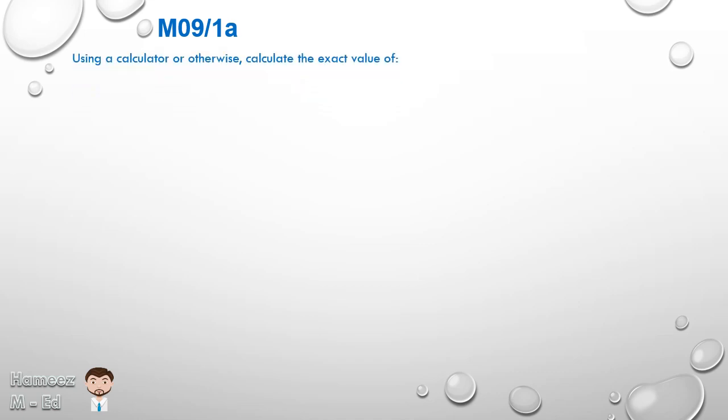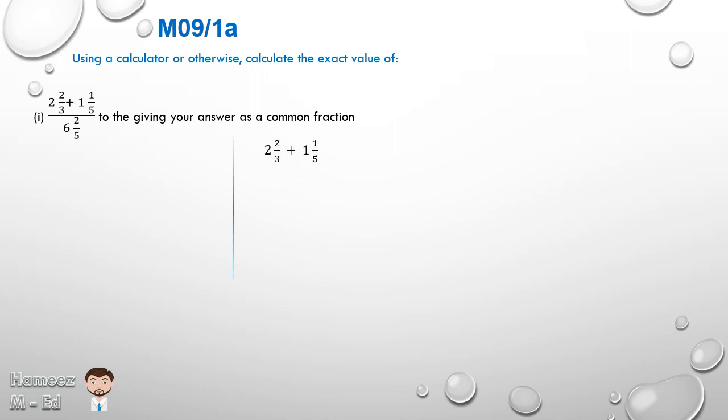In May 2009, number 1A, the question asks for us to calculate the exact value to the lowest common fraction. So if we look at the question, we will see 2 2/3 plus 1 1/5 all over 6 2/5. So we have to recognize that the vinculum or the division sign is under the whole numerator. As such, we need to first solve the numerator, 2 2/3 plus 1 1/5.